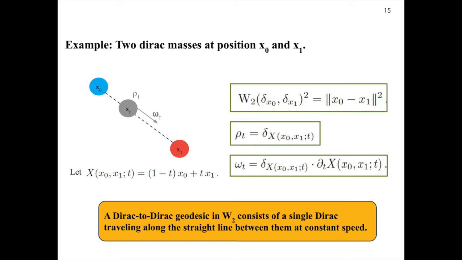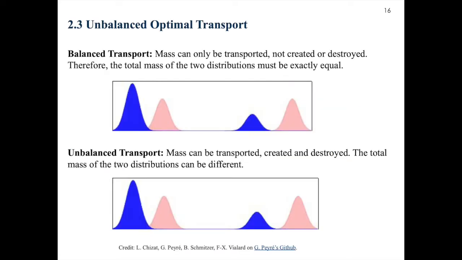Yes, delta function, correct. So let's define capital X as the line between x0 and x1, moving at constant speed, parameterized by this time parameter t. And then rho is a Dirac mass traveling at constant speed along this straight line, and omega gives this constant speed at time t. So therefore, the Dirac to Dirac geodesics in the W2 consists of a single Dirac traveling along this line, capital X.